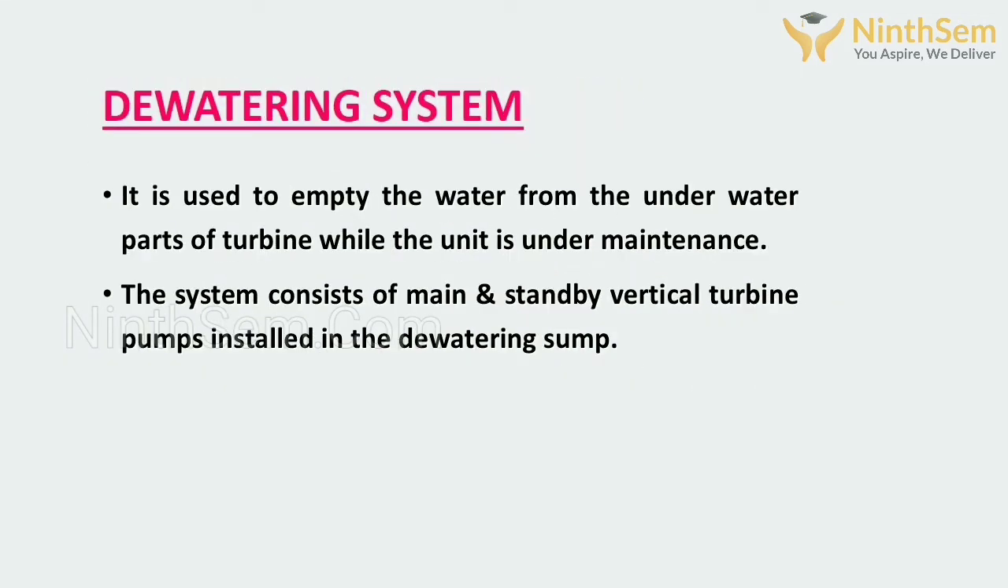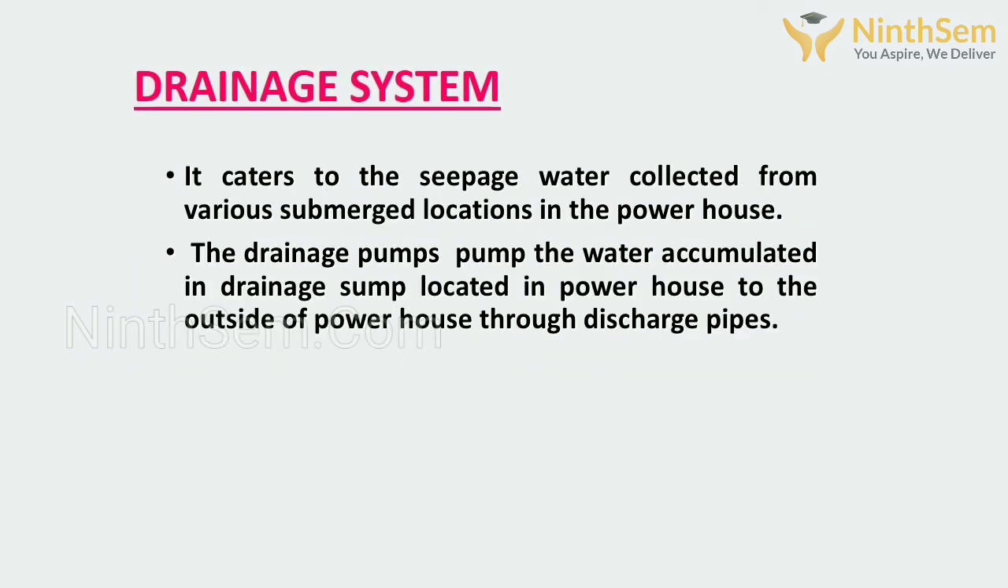Dewatering system. It is used to empty the water from the underwater parts of the turbine while the unit is under maintenance. The system consists of main and standby vertical turbine pumps installed in the dewatering sump. Drainage system. It caters to the seepage water collected from various submerged locations in the powerhouse. The drainage pumps pump the water accumulated in the drainage sump located in the powerhouse to the outside of the powerhouse through discharge pipes.